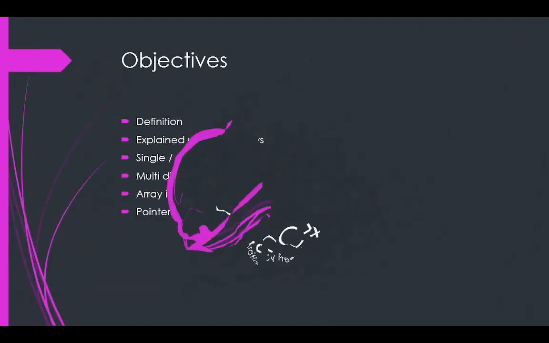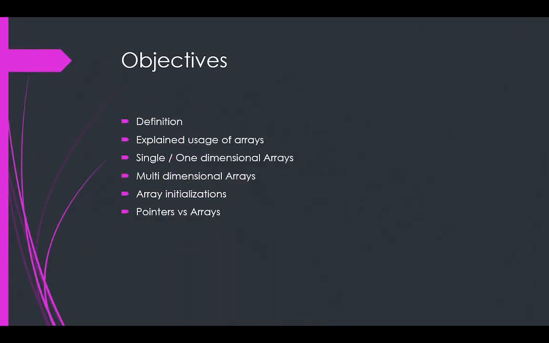And then let us go to the objectives. We want to be able to define arrays. We also want to be able to explain the usage of arrays in C++. How do we use arrays in C++? We also want to be able to differentiate between single and multi-dimensional arrays. You will see as we continue with our arrays topic what multi-dimensional arrays are, and of course what single dimensional arrays are. And then we also want to be able to initialize arrays. I think that's clear.